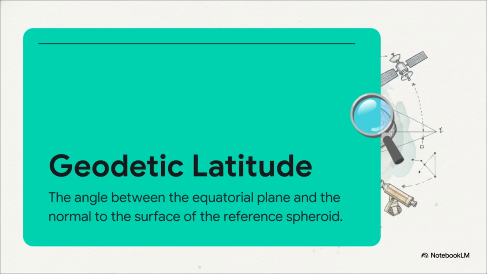And finally, we have geodetic latitude. This is the big one. It's the standard used in modern maps and for global positioning systems, for GPS. It's the angle between the equatorial plane and a line that is normal, meaning perfectly perpendicular, to the surface of the mathematical reference ellipsoid at that specific point. And importantly, this normal vector doesn't usually pass through the ellipsoid's center.